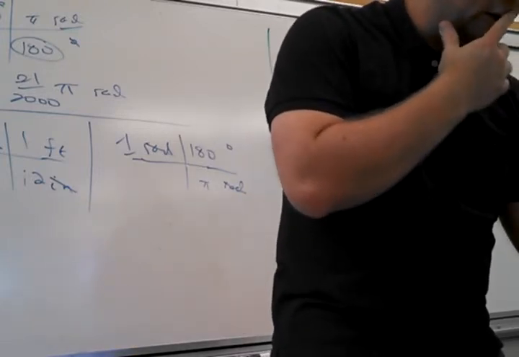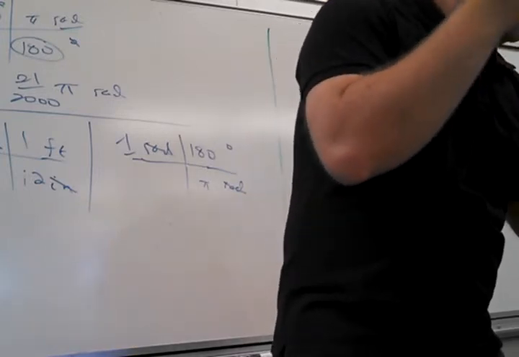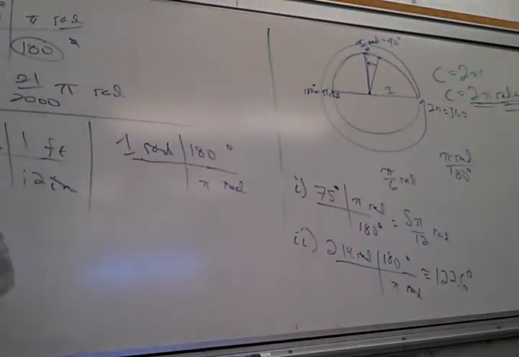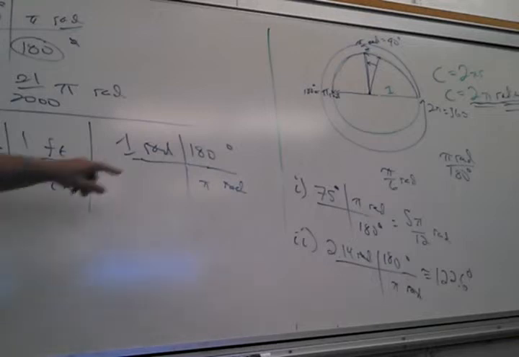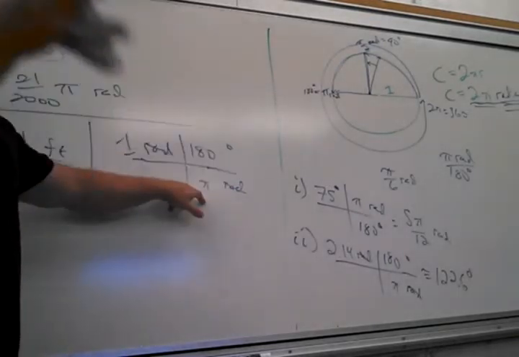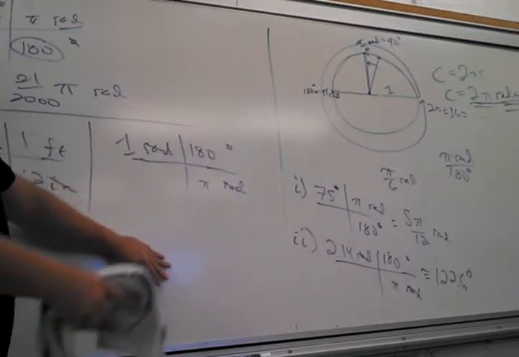Let me see, what was the last thing I wanted to say? What were we just doing? Right here. So 180 divided by pi. That's where they got the 57 point something.